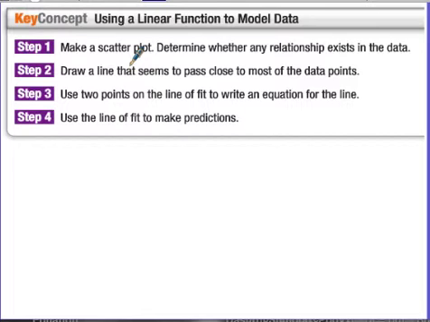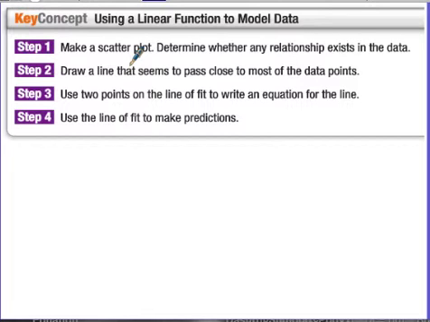Then step 2 is the interpretive part of it. You have to draw a line that seems to pass close to most of the data points. It's not an exact science, okay? It's called a line of fit, a line of best fit. You just make a judgment about where the line goes. Step 3 is use 2 points on the line of fit to write an equation for the line.